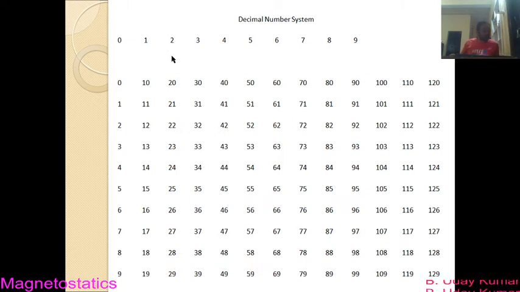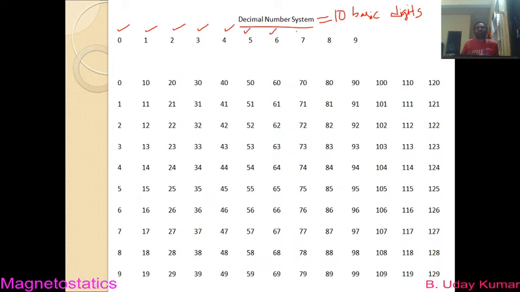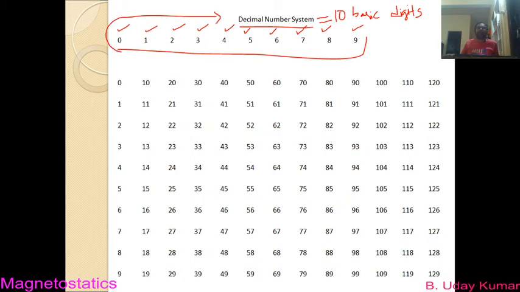Okay, so anyway, let us take a marker here. You know that the decimal number system has 10 basic digits. You know them, right? These are all the 10 basic digits that the decimal number system has: 0, 1, 2, 3, 4, 5, 6, 7, 8, and 9. So these are the 10 basic symbols or digits.